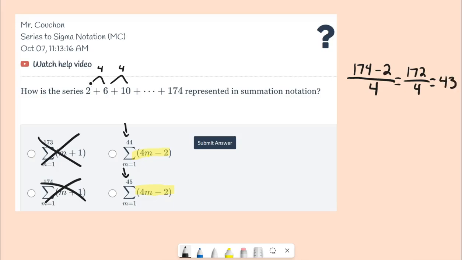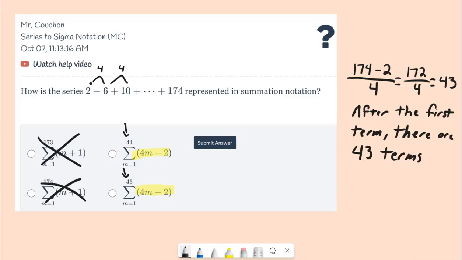What does that mean? That means after the first term, there are 43 terms. So if the first term counts as 1, and there's 43 after that, that means this would be the second, this would be the third, this would be the 44th. So this is our solution.